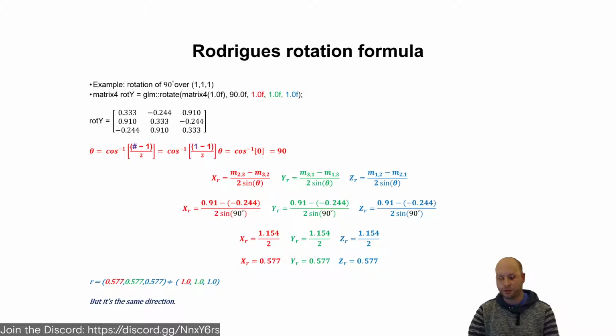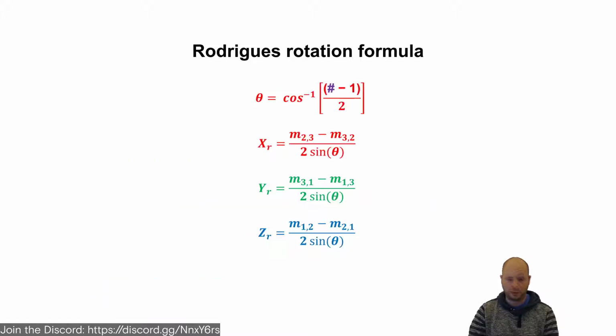The reason that GLM will give you this value, not 1, 1, 1, which is what we provided to it, is that it normalizes that vector for you. And so that is the normalized vector. So yeah, pretty useful couple of things to have. And next I'm going to jump into another lecture that's going to talk a little bit more about rotation math in practice.